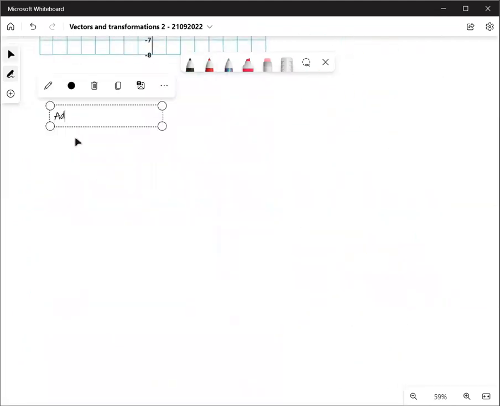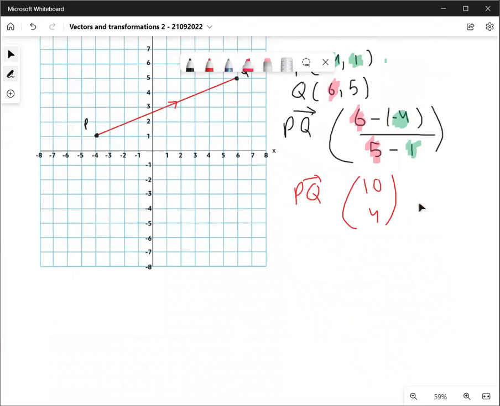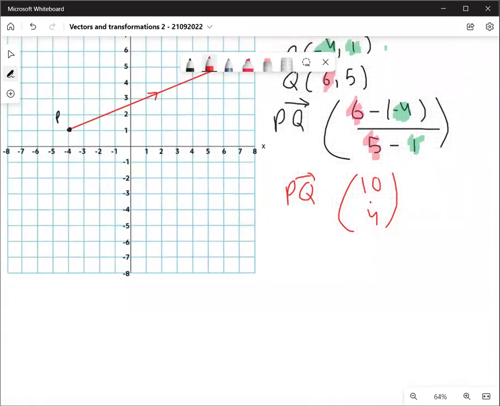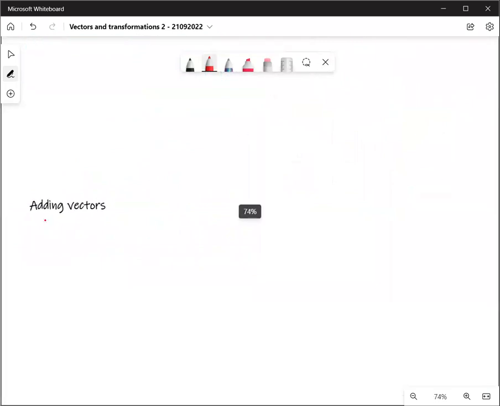Now you know how to add vectors. Wait, isn't this like the magnitude of a vector? This is not the magnitude of a vector. This is the column vector. Why is it called a column vector? Because it is a column, right? It has 2 rows and 1 column. Now we look at adding vectors.